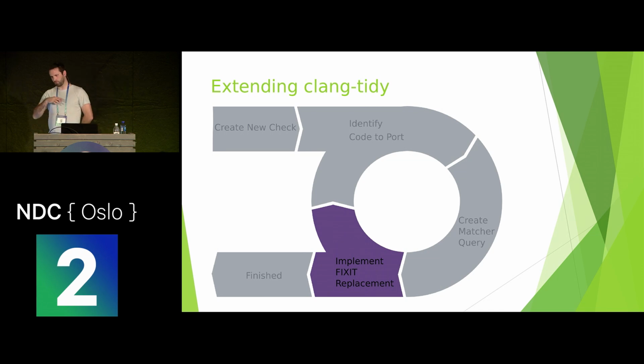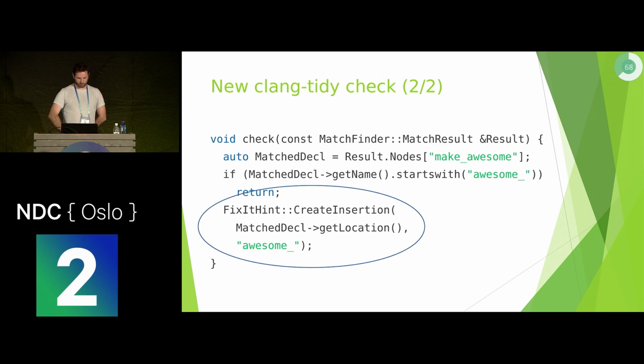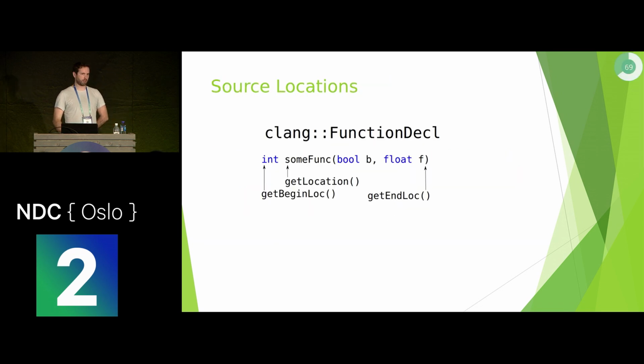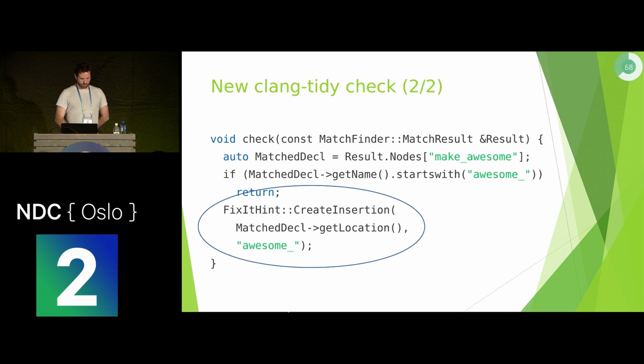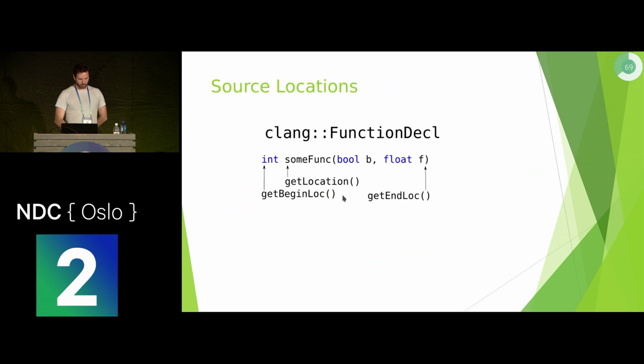So once we've written our matcher and we're quite happy with it, we have to move on to the next step, which is rewriting our source code. And that's the bit that we saw before, where we use createInsertion to insert an awesome prefix in our source code for all of the function decls and the function calls. And you'll notice that I'm creating the insertion at getLocation of the function decl. It turns out that getLocation is the beginning of the function name in the declaration.